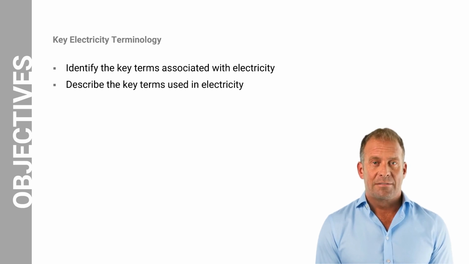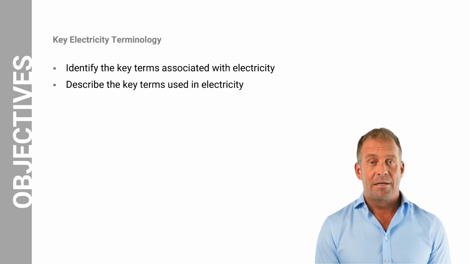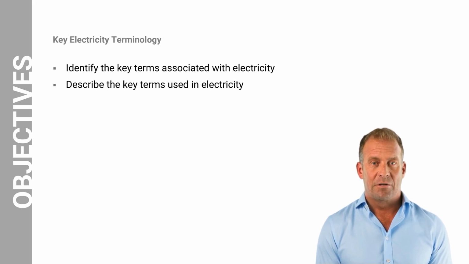Let us look at our lesson objectives. By the end of this lesson, you will be able to identify the key terms associated with electricity. This will enable you to recognize and decipher the technical terminology related to EVs. Next, you will be able to describe the key terms used in electricity. This will enable you to grasp the meaning and comprehend the basic principles of electrical systems in EVs.